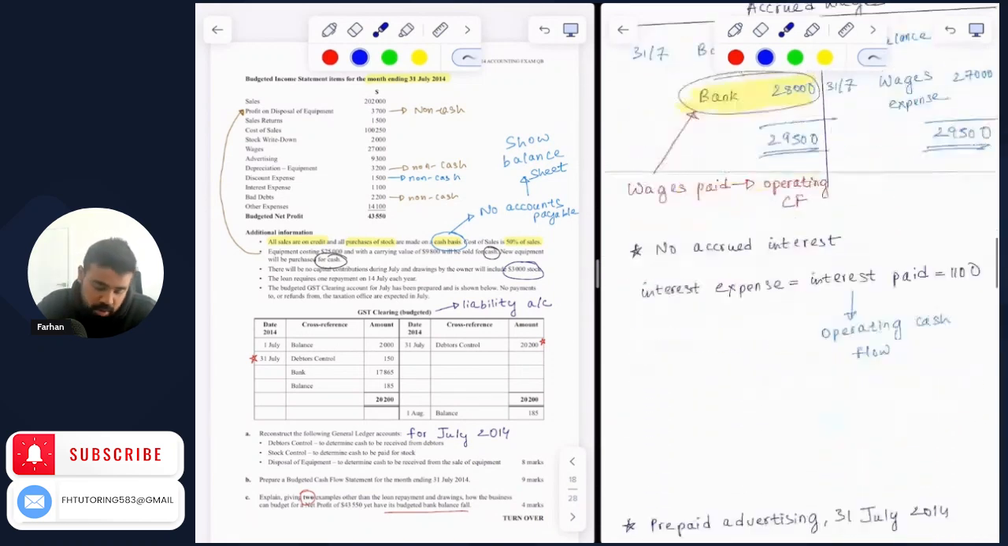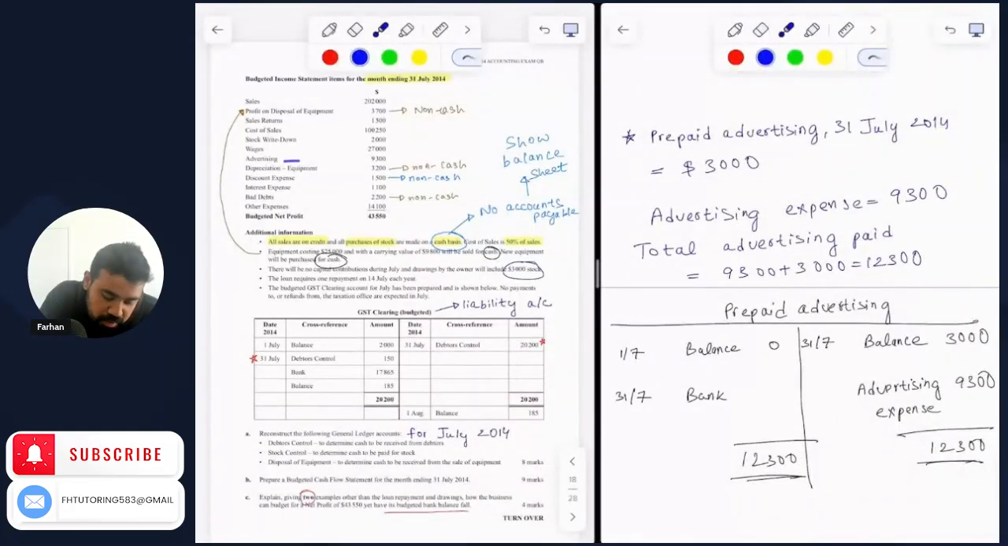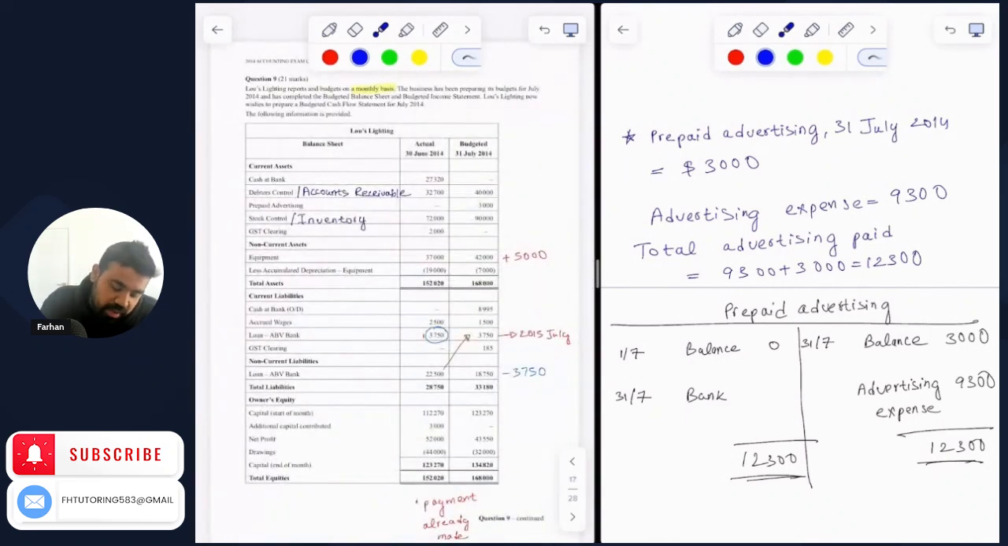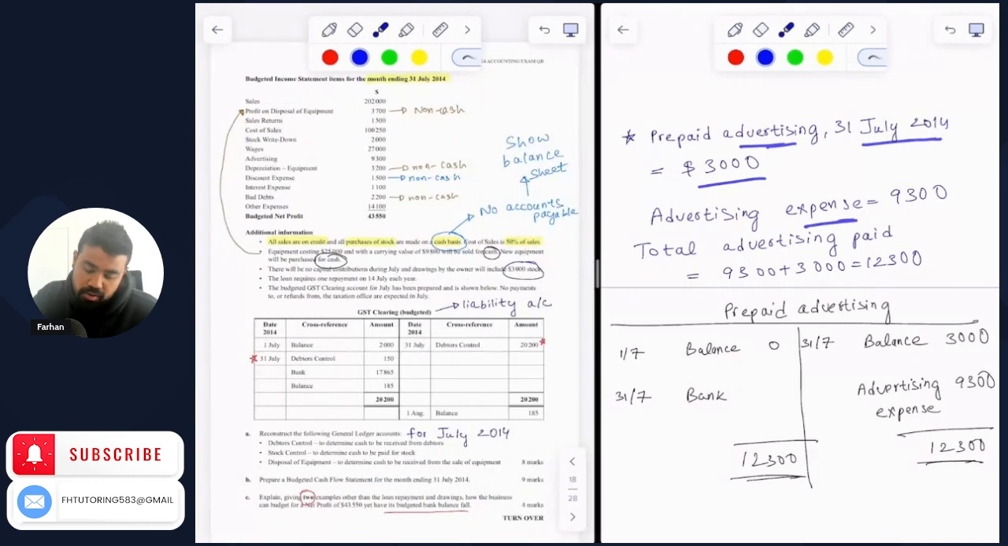All right, so next we have got advertising in the income statement, an advertising expense of $9,300. And if you check the balance sheet, you will see that within the current assets section, we have got prepaid advertising, nothing at 30 June 2014, which is zero, but we have got $3,000 of prepaid advertising at 31 July 2014, okay? So prepaid advertising of $3,000 at 31 July 2014. And we know advertising expense is reported to be $9,300 within the income statement.